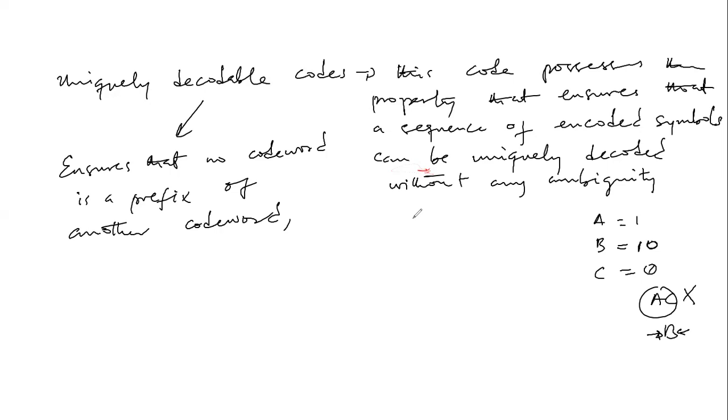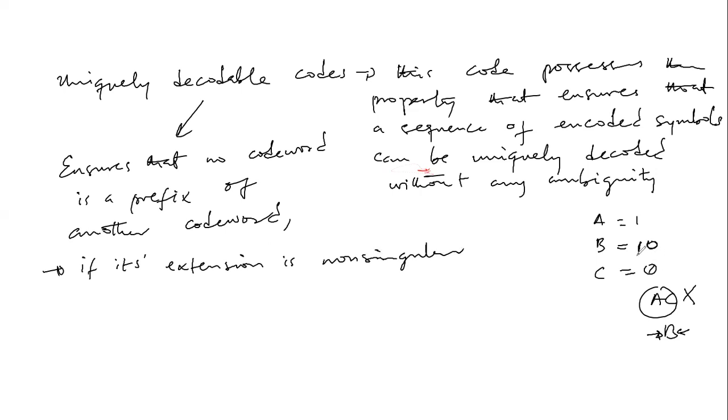So in other words, a uniquely decodable code ensures that no code word is a prefix of another code word. Then it means it is uniquely decodable. So here we now have that a code is said to be uniquely decodable if its extension is non-singular.